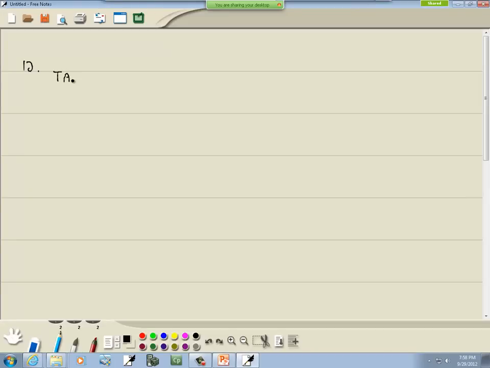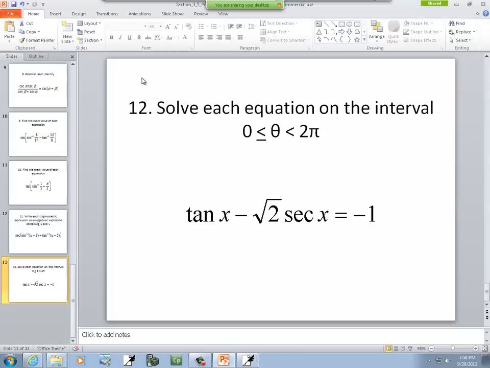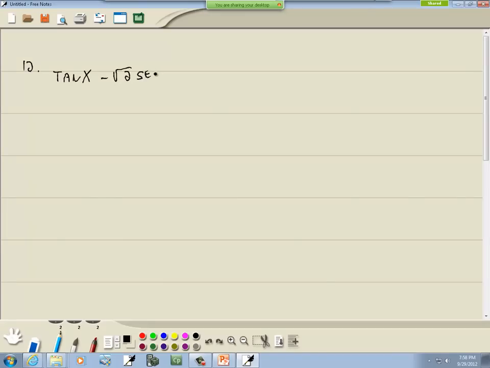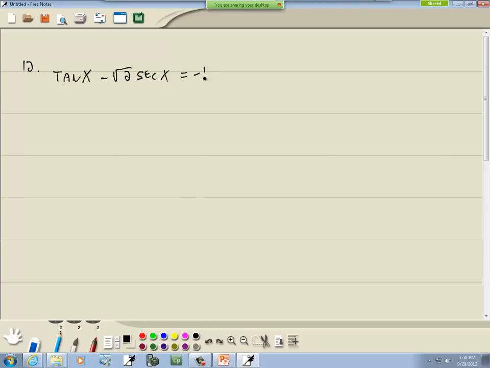Tangent x minus square root of 2 secant x equals -1. And we want to solve this between 0 and 2 pi. Well, one method, again, we've looked at is you can rewrite everything in terms of sine and cosine. Tangent is equal to sine over cosine. Secant is 1 over cosine.